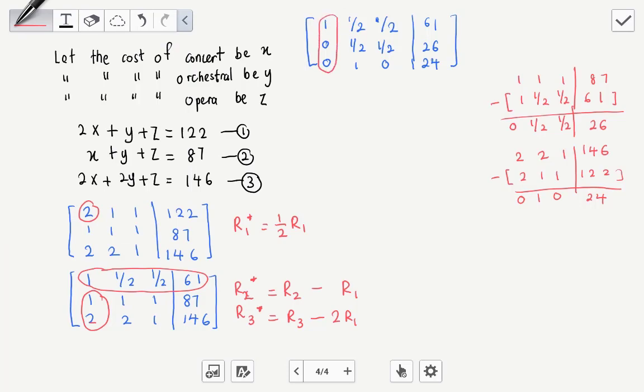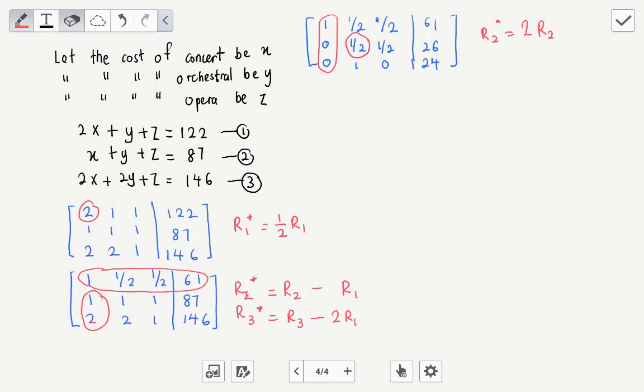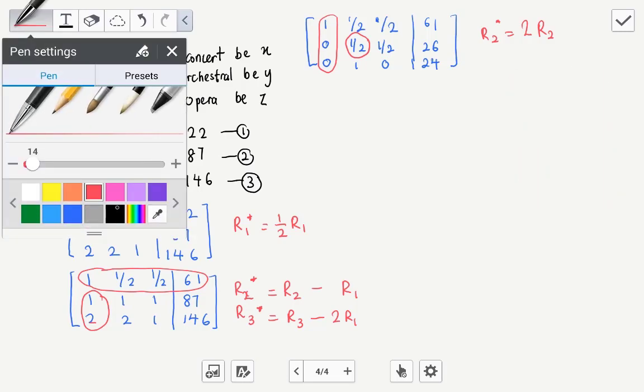Now we're going to go to the second column, starting with making sure that this element here becomes 1, which is involving row 2. Whenever we want to change to 1, we will be using the operation of multiplication. So we will multiply row 2 with 2. 1 over 2 times 2 will be giving you 1. Now we're going to write down the new row 2.